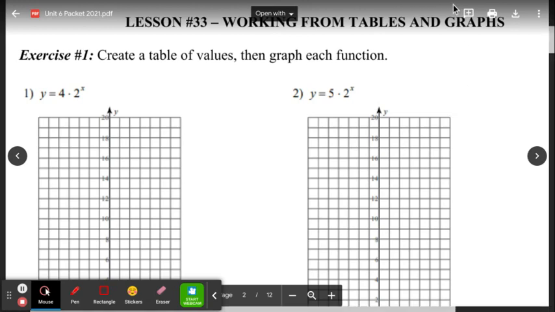Welcome to a new chapter. This one looks a little bit off. It says lesson 33 on top, but I have lesson 36 on my paper. Either way, we are on page 1 of our new unit.